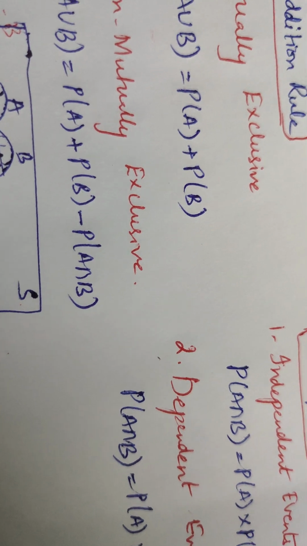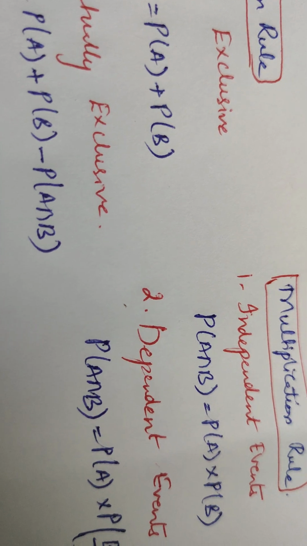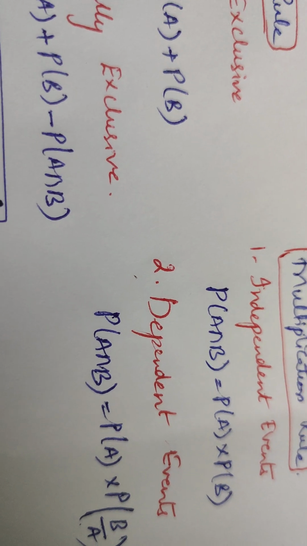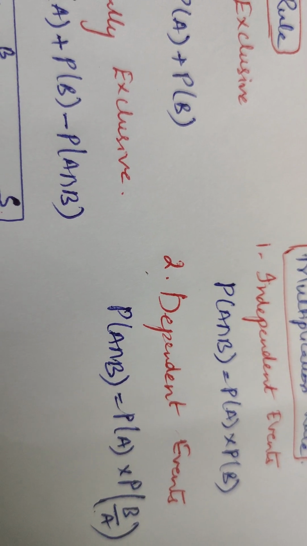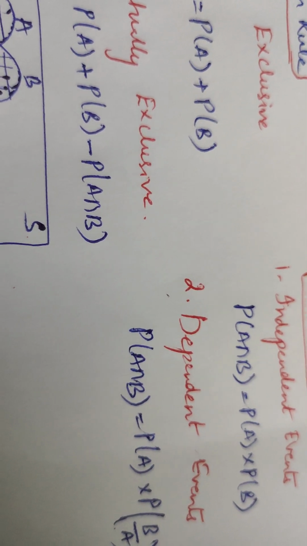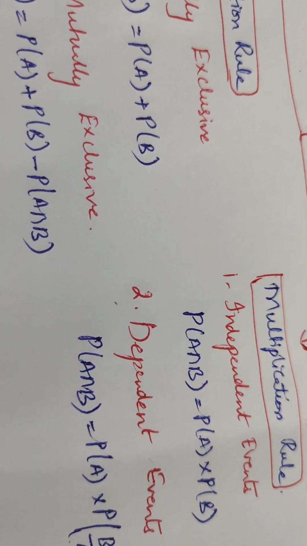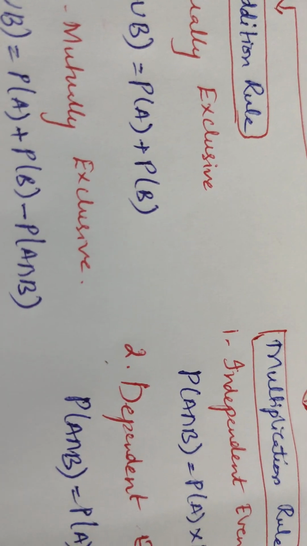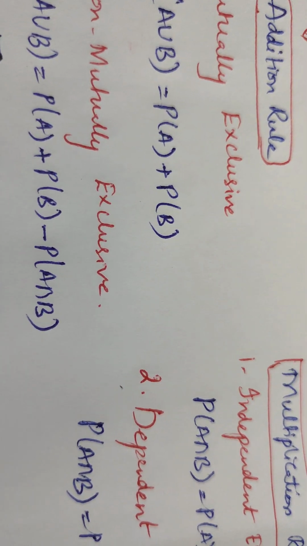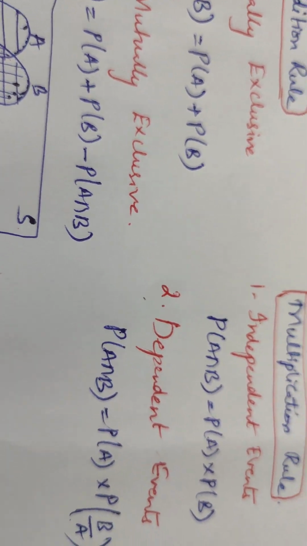Similarly, we have the multiplication rule, in which we have independent events and dependent events. Again, here we consider the sample space S and A and B as two sets. Then what does your multiplication theorem state? The multiplication theorem states that the probability of two events occurring simultaneously is the product of their individual probabilities. So that's what we are doing.